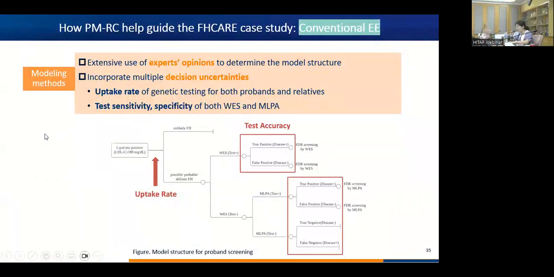For the determination of model structure, we discussed with clinical experts and health economists, beginning with the pre-specified type-specific intervention and comparator pathway. We added several decision uncertainty parameters to the model, including the test accuracy and uptake rate by both proband and the relatives. The figure below shows how the uptake rate and test accuracy could be incorporated into our model, taking the proband screening as an example. Next, please.